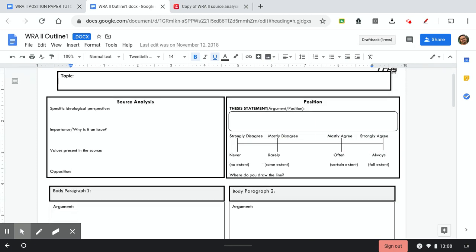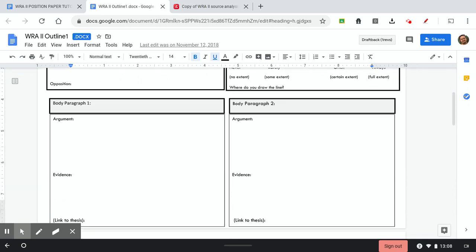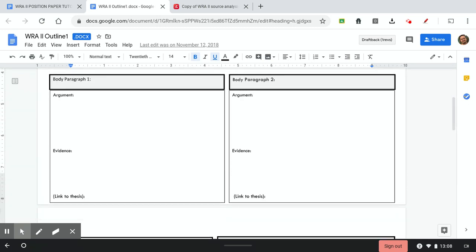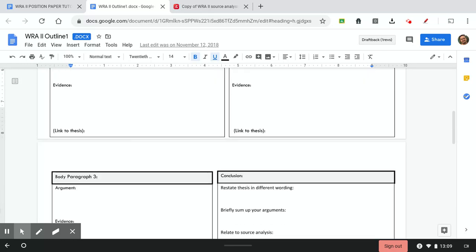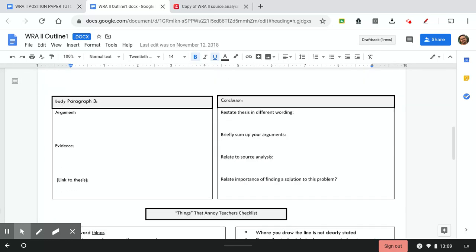Okay. Body paragraph 1 and 2. Exact same thing. Start with your argument. That's your topic sentence. Provide evidence, link to your thesis, and then bookend. Conclusion. Restate thesis in different words, sum up your arguments, relate to the source analysis, and relate importance of finding a solution to this problem.